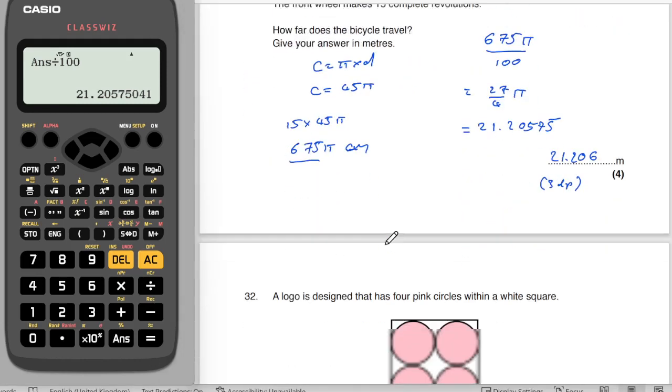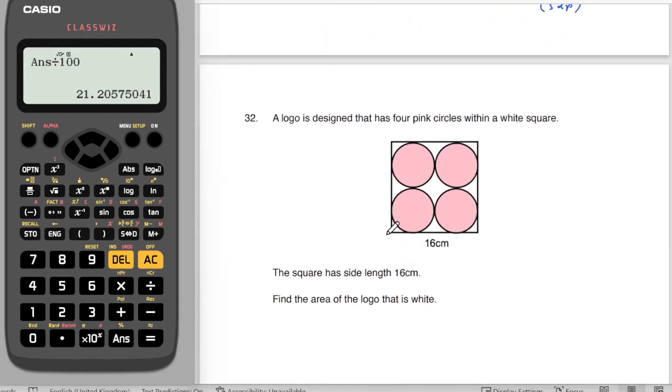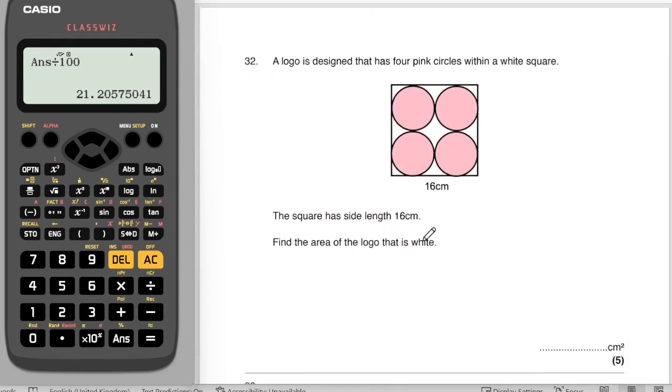Okay, moving on to 32 then. So the logo is designed that has 4 pink circles within a white square. The square has sides of length 16. Find the area of the logo that is white. Well, if we've got 16 here, then it means that the radius of each circle is 16 divided by 4, so it would be 4.